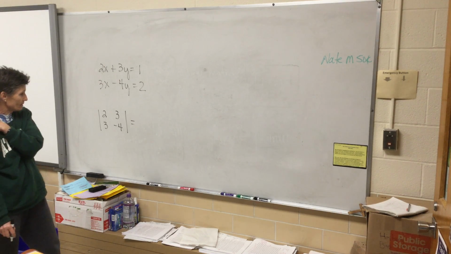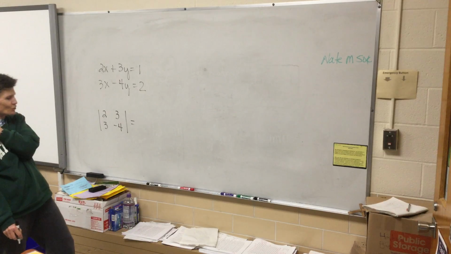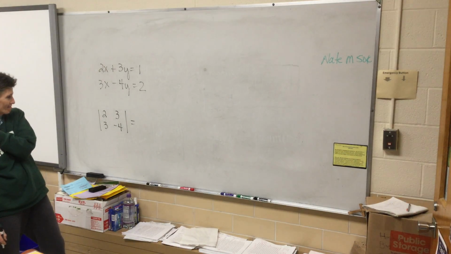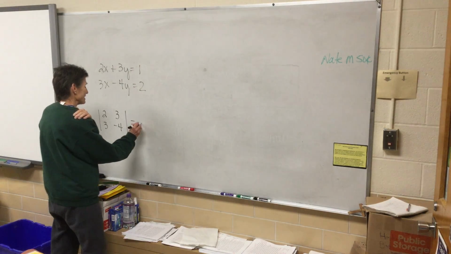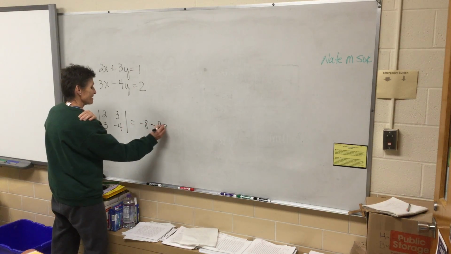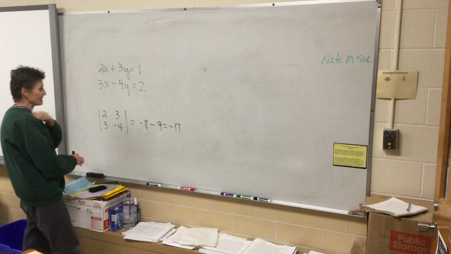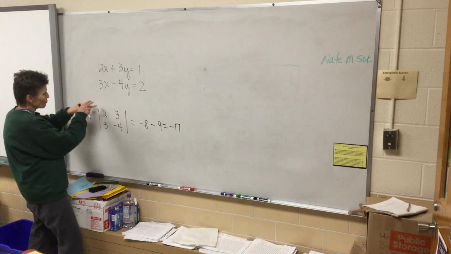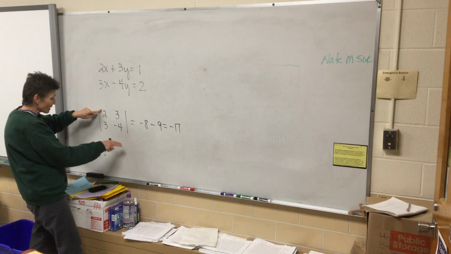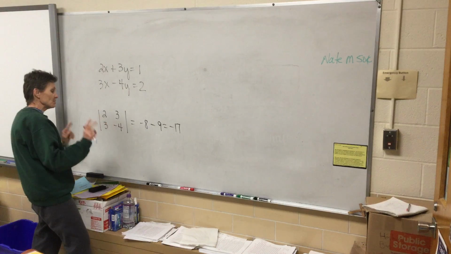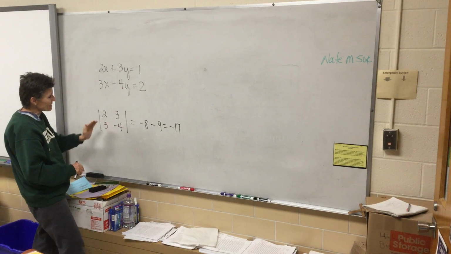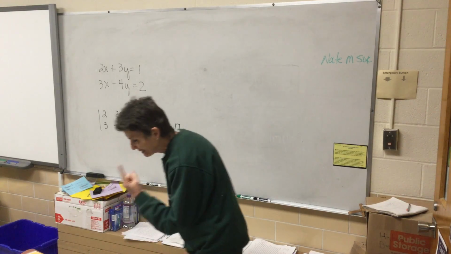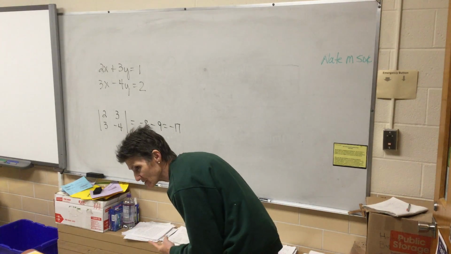Is it -14? You're so close. Wait. -17. There we go. It's -8 minus 9, -17. Remember, it's downs minus ups. So you multiply down, and you multiply up, and you subtract. So it's -8 minus 9. Okay, we got to get that right, guys, or we will not get the right answer. Okay?